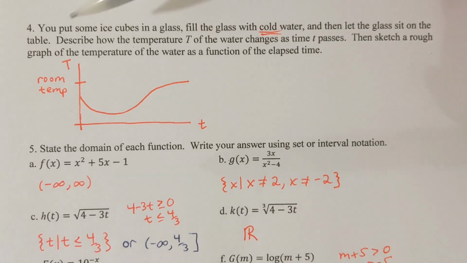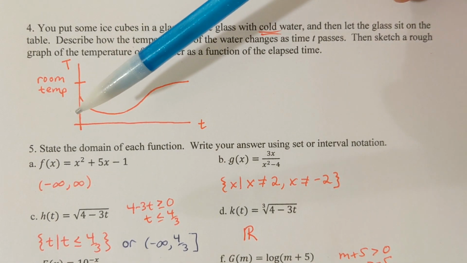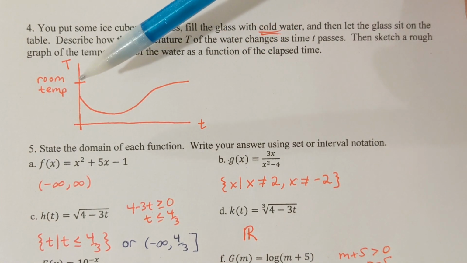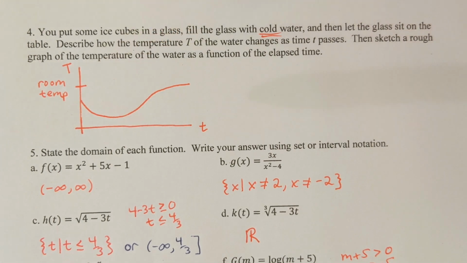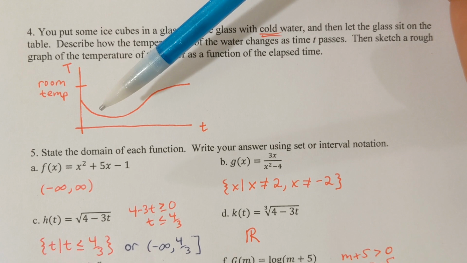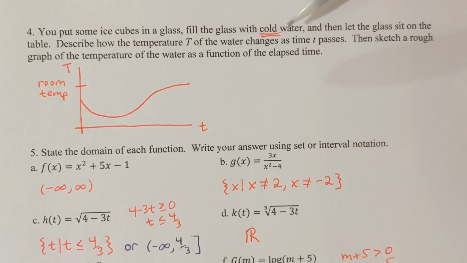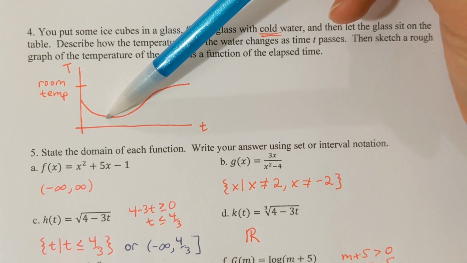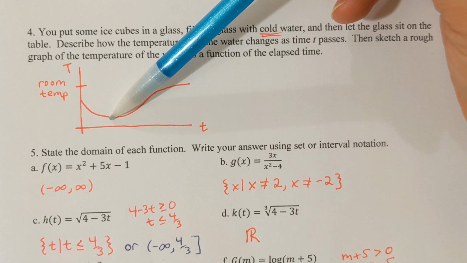All right, so I've got a graph set up here. I've got my time axis and then my temperature axis. Suppose here's room temperature. I've got that marked. Now, the fact that the glass is filled with cold water, you would assume that it's going to be at some temperature that is less than room temperature, right? You're going to then put ice cubes in the glass. So the temperature is going to drop as time goes on, okay, because the ice cubes are cooling it down.